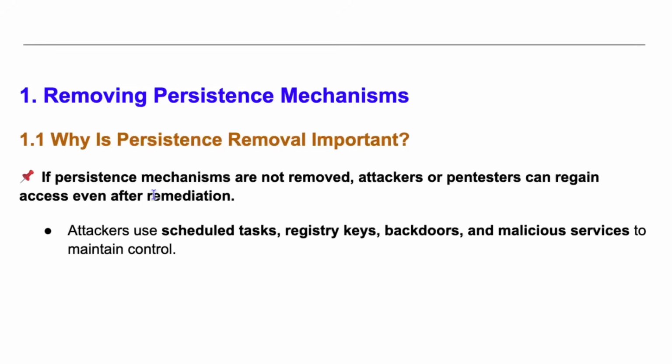So if persistence mechanisms are not removed, attackers or pen testers can regain access even after remediation. Even after it's been patched and fixed, if the persistence mechanism has not been removed, access remains. For example, you created a new user with admin access, and they remediated the original vector that you exploited to get into the system and create that user. So nobody else can come in and recreate users, but your user is still there. And that's technically a persistence mechanism.